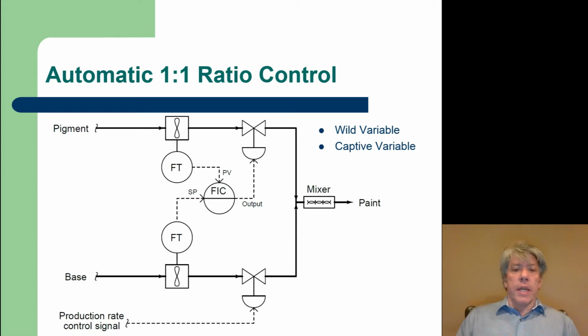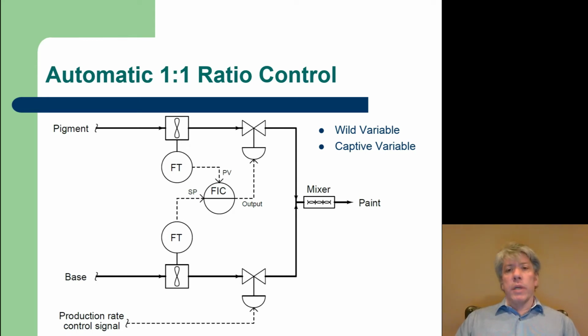And then the flow indicating controller, its job is to adjust the valve that controls pigment so that there's a 1-to-1 ratio of pigment to base. This may not be the best idea. Most of the time in paint what you really want is for the pigment to be less than the base. Most of the time the base is just a white paint base and you add a minority of pigment to it to affect its color.